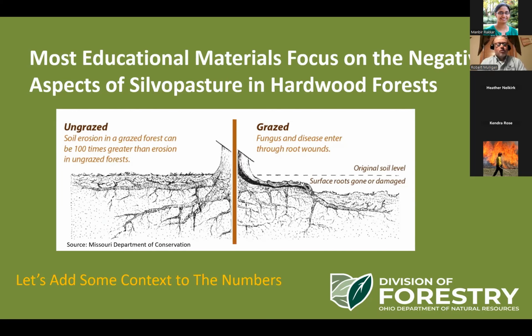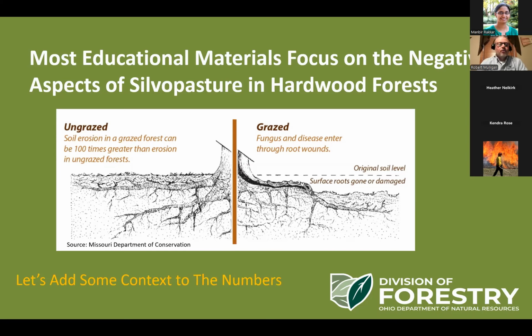And I picked up this little picture. This was out there on the internet from the Missouri Department of Conservation. I've seen this picture many other times in various forums, and you probably have too. On the right-hand side, it says a grazed woodland. It shows original soil, shows compacted roots. The soil's missing, or there's compaction on top of the roots. It says fungus and disease enter through root wounds. Factually accurate, 100% factually accurate.